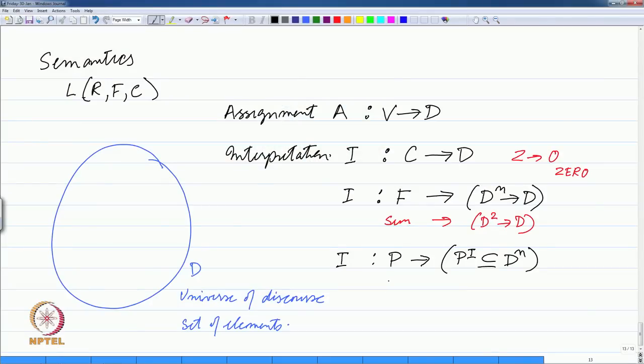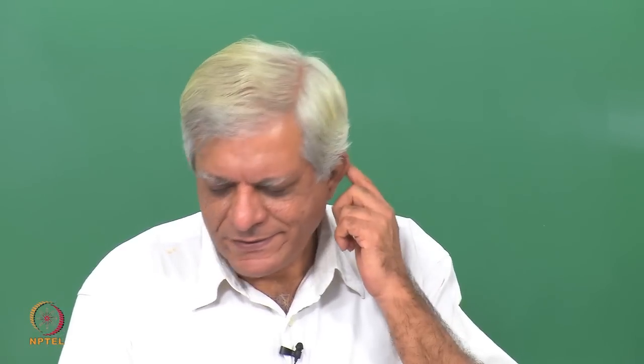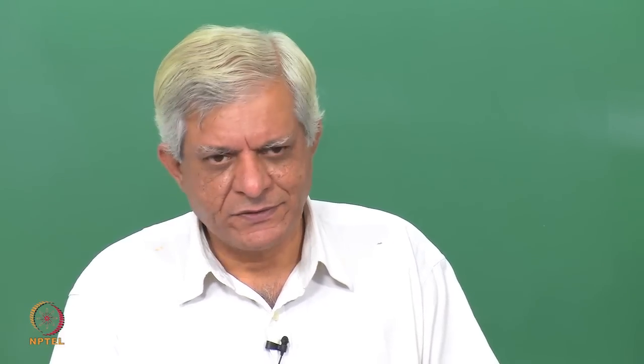For example, I may have a predicate symbol called brother, which has arity 2. It will map to a symbol, which let me just call brother I, which is essentially a subset of D cross D, or a subset of D square, because the brother relation is a binary relation and it relates two elements of the domain. The relation will actually be an enumeration of all those elements which are related by the relation brother, and so on and so forth.